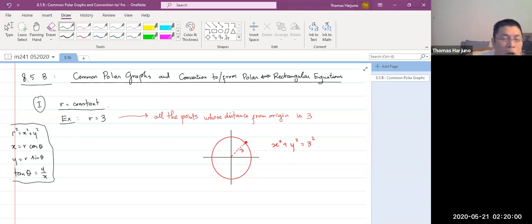For example, r equals 3. If I square both sides, I get 3 squared. And then using the first tool, I get x squared plus y squared equals 3 squared, which is the same as this one.